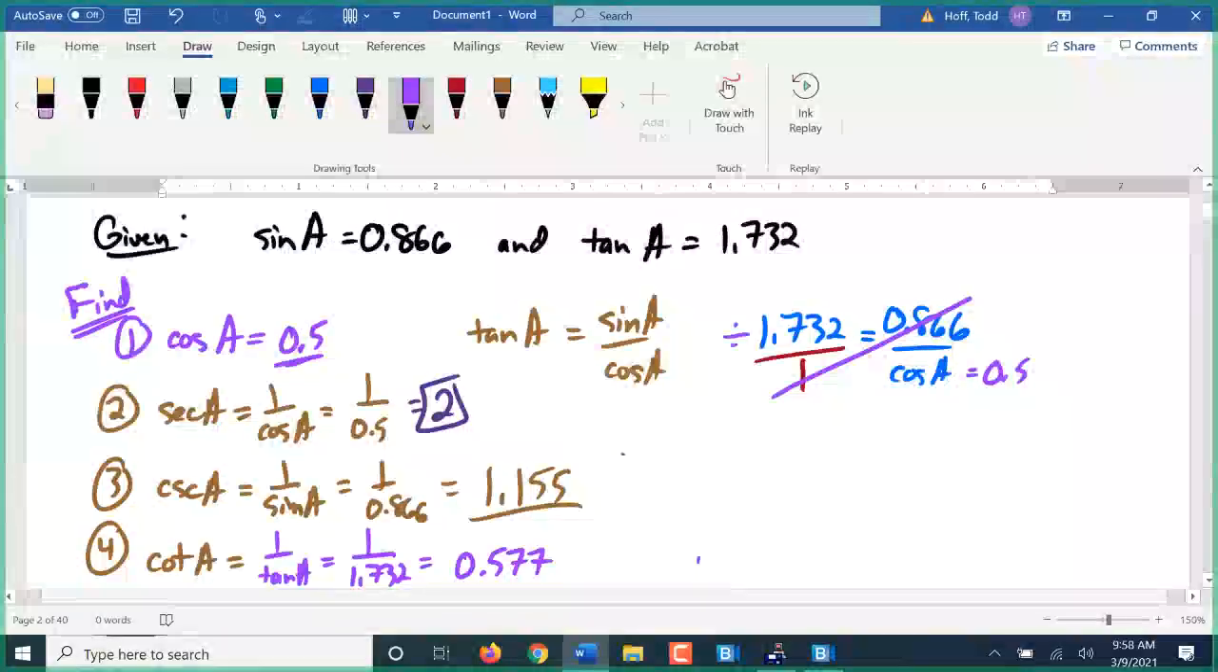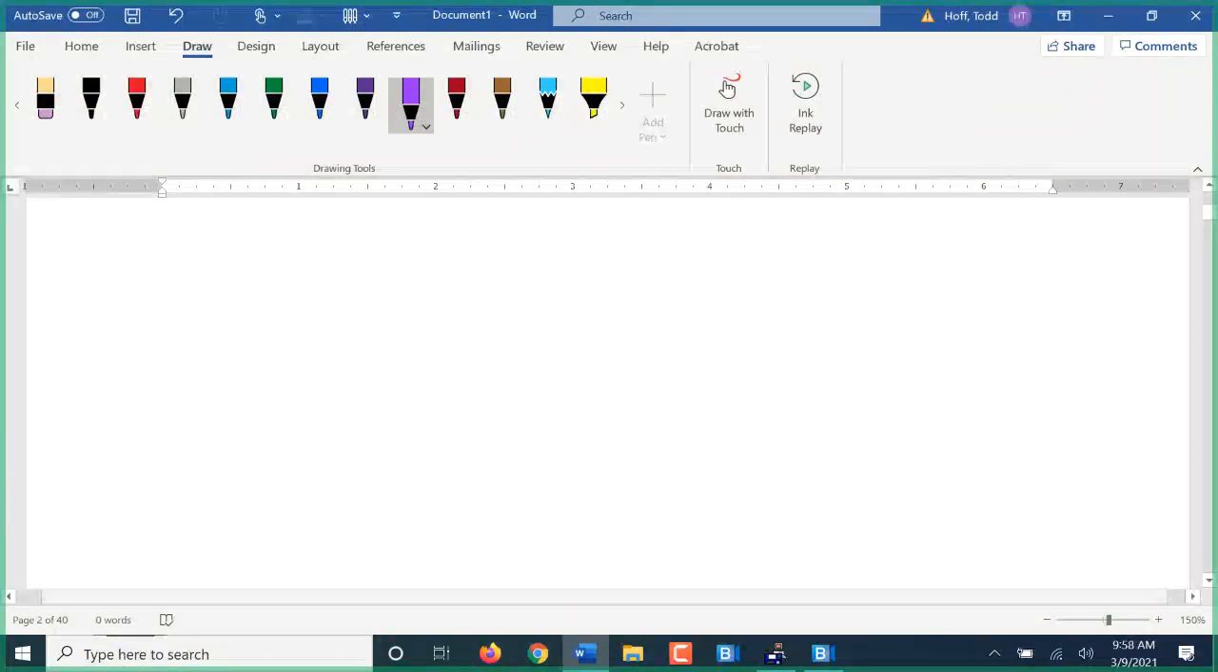So from two of the trig functions, I can find the other trig functions just by knowing those relationships. Now there's one other relationship we want to look at here.